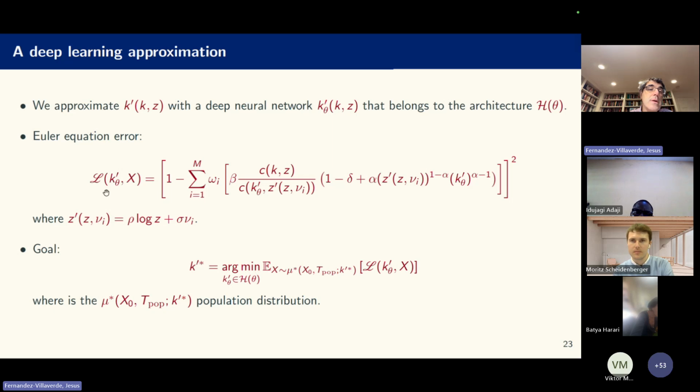Remember, this depends on x. This Euler equation error is a function, because it's a different value of the function for every value of the states. When capital is 3 and productivity is 2, I will have a different Euler equation than when capital is 1.9 and productivity is -3. So what I want to do is to take an expectation of this loss function over the ergodic distribution of capital and productivity. That's what I'm calling over here the population distribution.